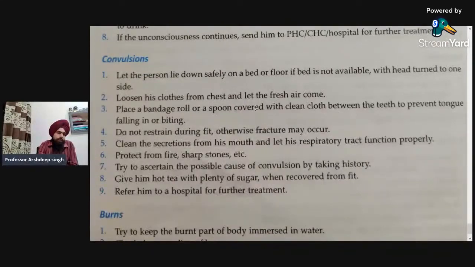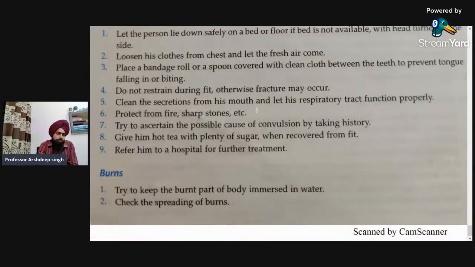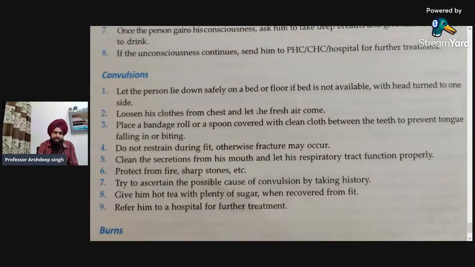Next is convulsions. The last one for today's topic is convulsions. Convulsions are a type of seizure. They may be due to many causes or factors. First of all, let the person lie down safely on a bed or floor, with the head turned to one side.